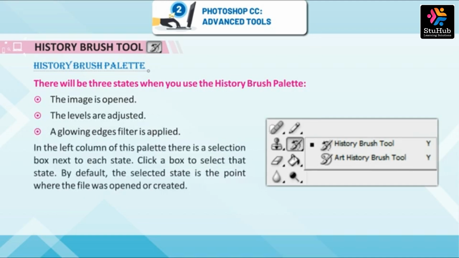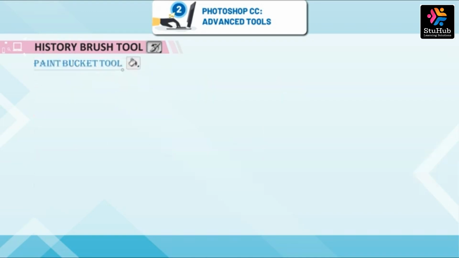In the left column of this palette, there is a selection box next to each state. Click a box to select that state. By default, the selected state is the point where the file was opened or created.